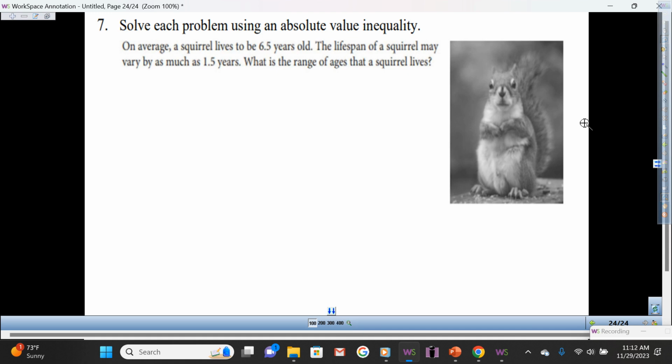Be nice. All right, here we go. It reads, solve each problem using an absolute value inequality. And I mean, if you're doing an equation, that's fine. So now check this out.